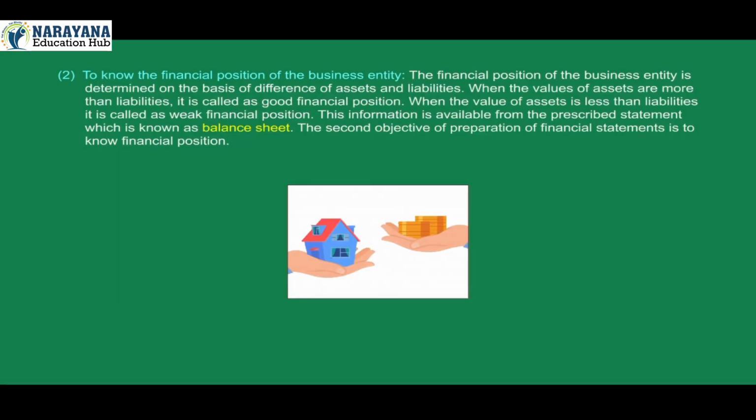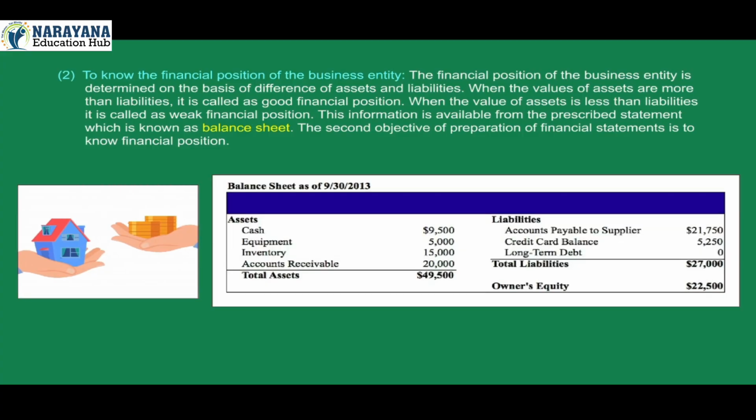2. To know the financial position of the business entity. The financial position of the business entity is determined on the basis of the difference of assets and liabilities. When the value of assets is more than liabilities, it is called a good financial position. When the value of assets is less than liabilities, it is called a weak financial position. This information is available from the prescribed statement, which is known as the balance sheet. The second objective of preparation of financial statements is to know the financial position.